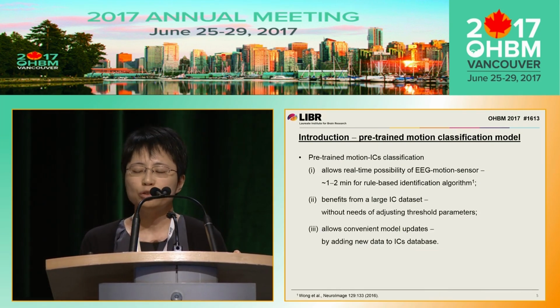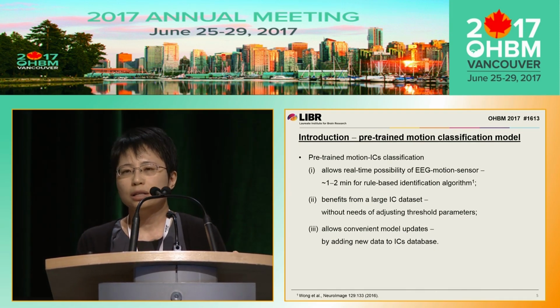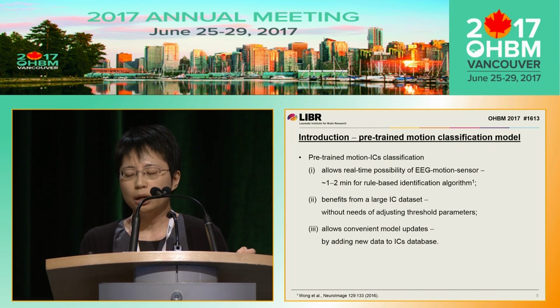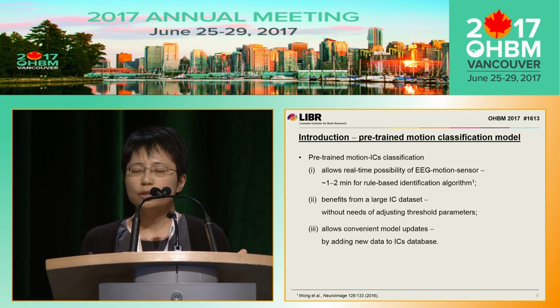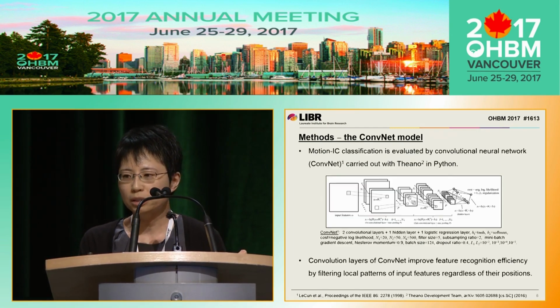On the other hand, a pre-trained motion IC classification model using the machine learning approach calculates the probability of being a motion IC by matrix operations. These calculations can be much faster, especially with the use of GPU. Therefore, a pre-trained motion IC classification model is more desirable as it allows real-time possibility of the EEG motion sensor. Also, it benefits from a large IC dataset and allows convenient model updates.